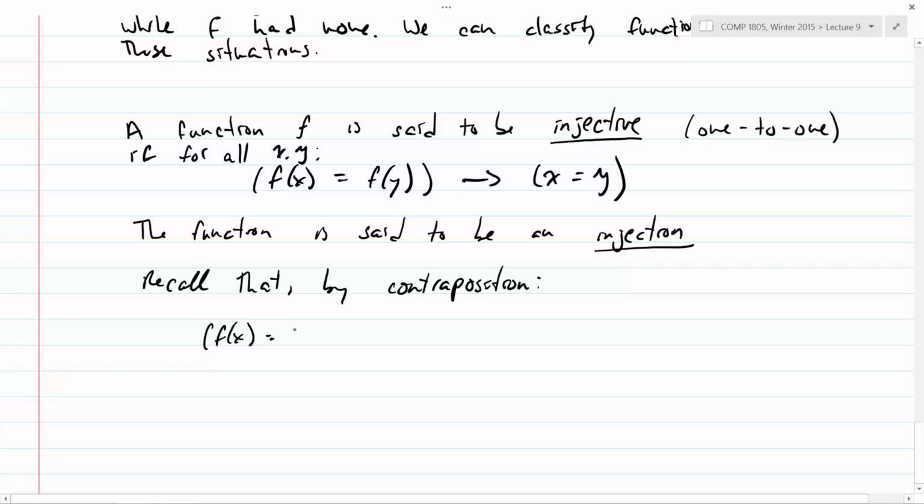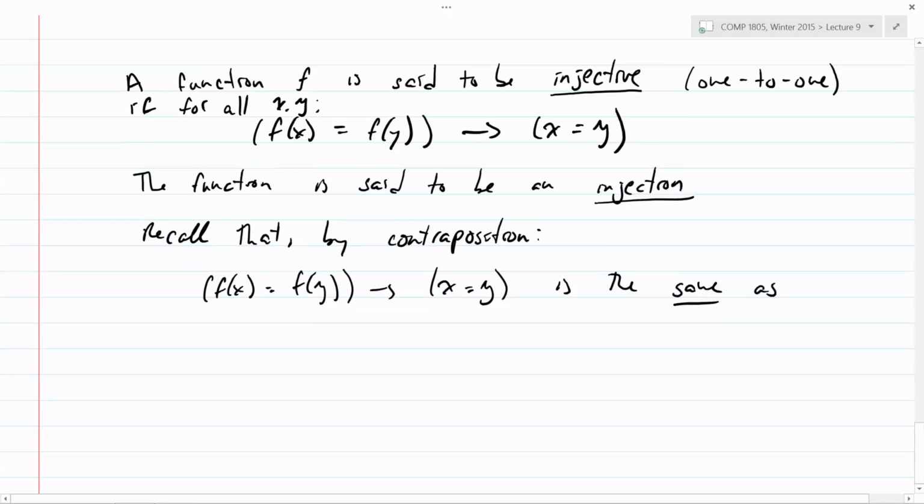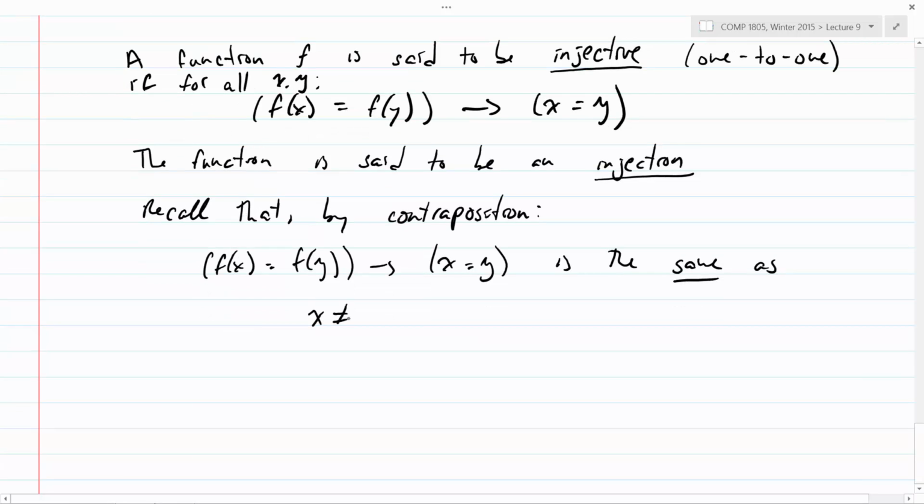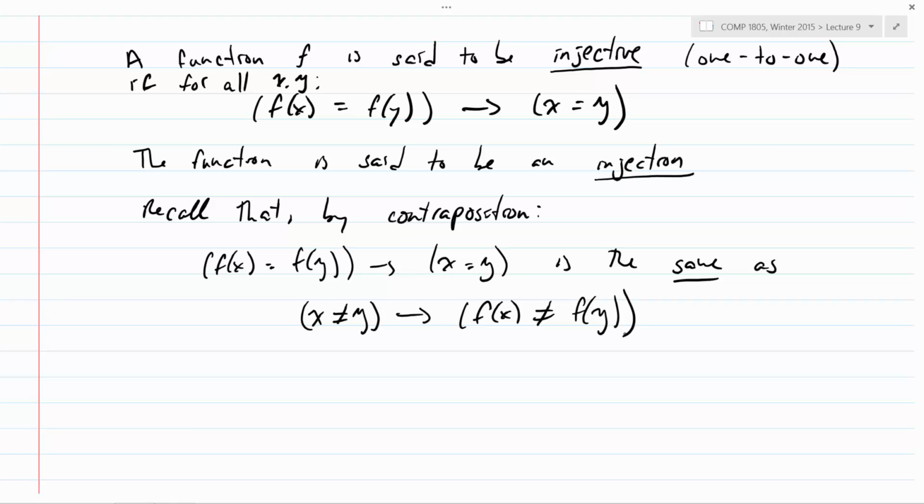f of x equals f of y implies x equals y is the same as x does not equal y implies f of x does not equal f of y. That's exactly the same because it's the contrapositive. So basically what this means is that each element of the range has exactly one preimage. That's really what this is saying.